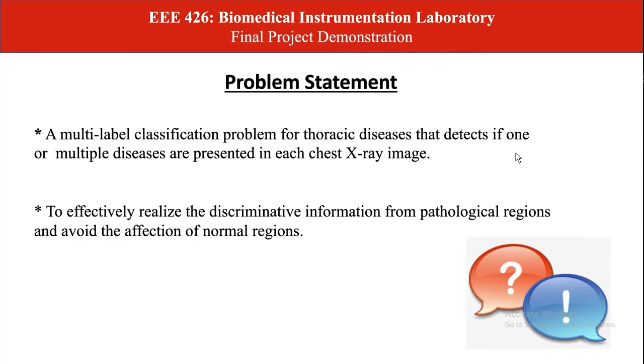In clinical practice, diagnosing chest X-ray images is heavily dependent on radiologists' expertise, with at least years of professional experience. The classification task is highly challenging for computer-aided screening due to the low resolution and poor specificity of chest X-ray images. Well, we state a multi-label classification problem for thoracic disease that detects if one or multiple diseases are present in each chest X-ray image, to effectively realize the discriminative information from pathological regions and avoid the effect of normal regions.